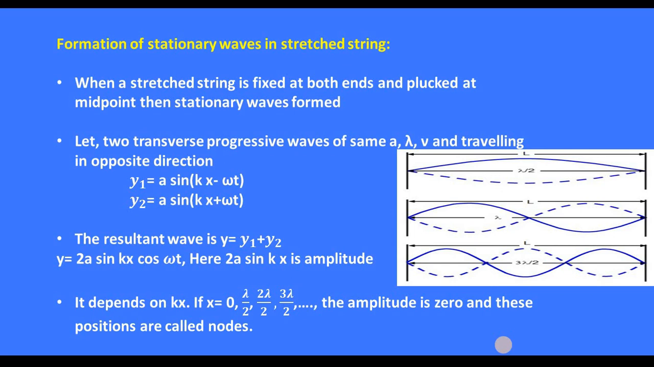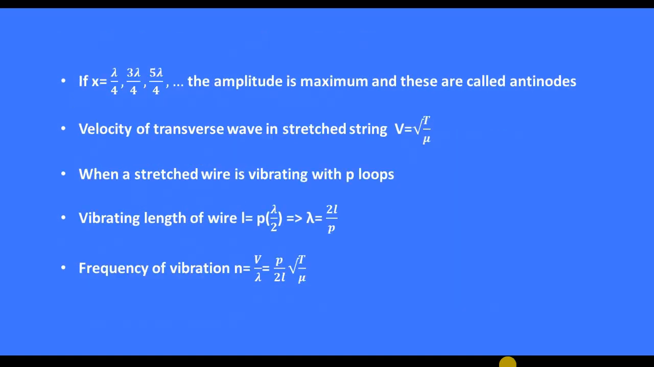So the sin function becomes 0, that means at sin 0 we get 0 value. That means if the x value is 0 or lambda by 2 or 2 lambda by 2, the amplitude becomes 0. So these positions are called nodes. Next, if the x value is lambda by 4 or 3 lambda by 4 or 5 lambda by 4, then the amplitude is maximum. Where the amplitude is maximum, those points are known as antinodes. So this is the formation of nodes and antinodes.